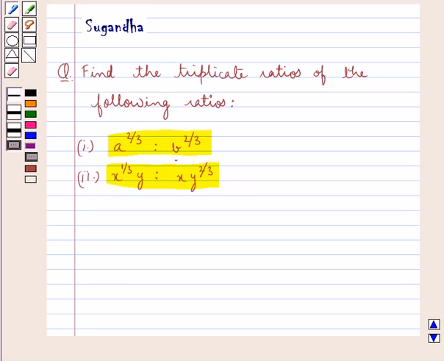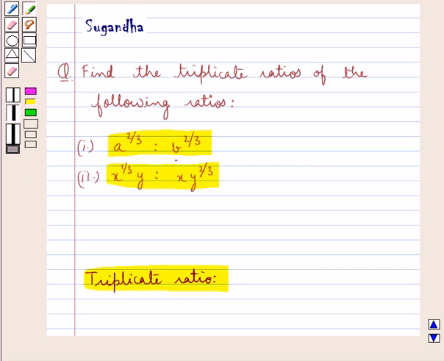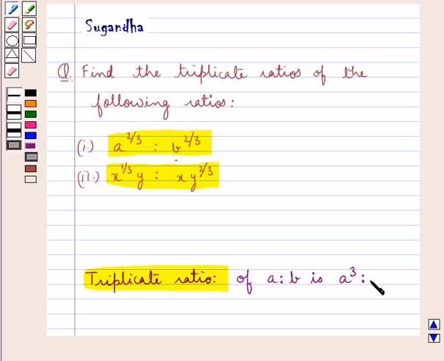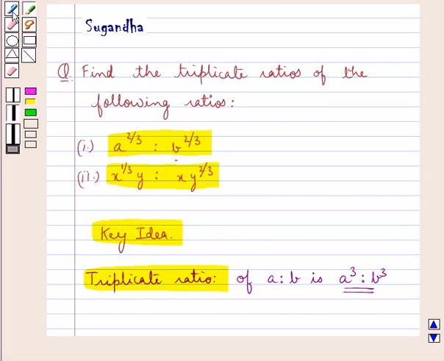Before moving on to the solution, let's discuss the triplicate ratio. Now the triplicate ratio of the ratio a is to b is given by a cube is to b cube. That is, when three equal ratios are compounded, the resulting ratio is the triplicate ratio, which is a cube is to b cube. This is the key idea for this question. Let's proceed with the solution now.